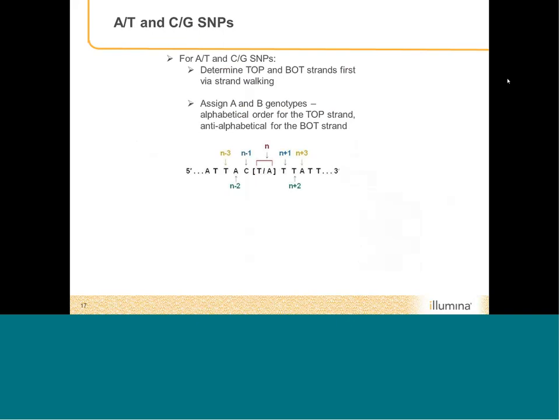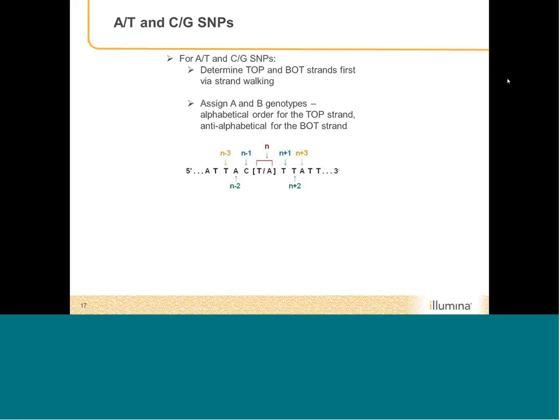We look for an instance where one of the bases is an A or a T, a determinate base, and one of them is not. In this particular example, you can see that the T is on the 3' side of the SNP, and the C is on the 5' side. We do have a particular case at n+1 and n-1.